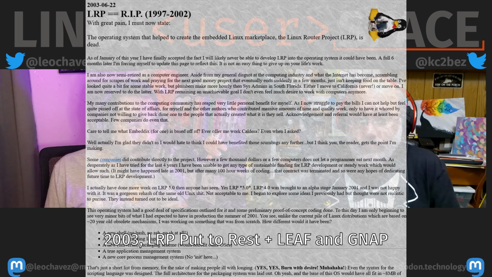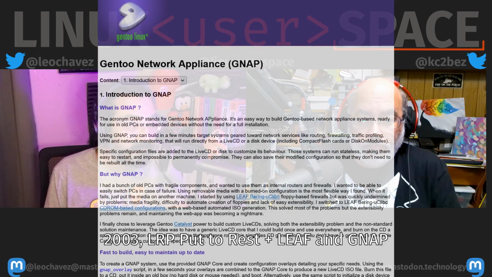With LRP 4.0 abandoned in alpha and work on LRP slowing to a halt, the will, the code, and the money was just not there. While Dave gave up on LRP as a career, the Leaf project was still there, turning heads and ready to take the lead. The admins that hadn't already made the jump would end up using Leaf, one of its branches, or some other project entirely, like GNAP, the Gen 2 network appliance.